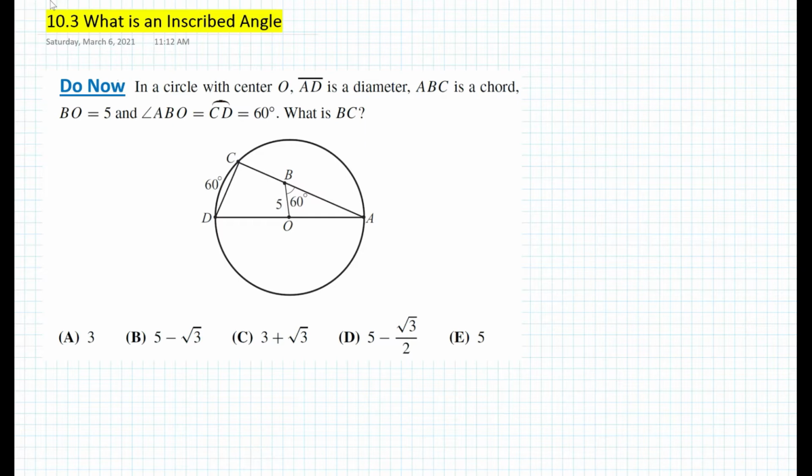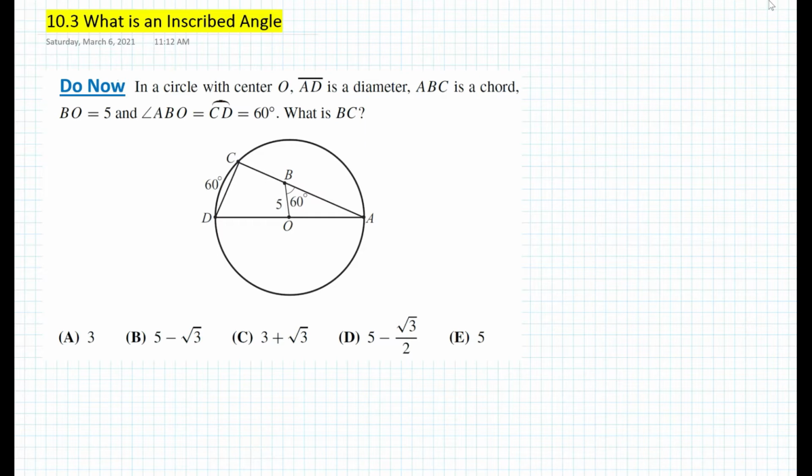In a circle with center O, segment AD is a diameter, ABC is a chord, BO equals 5, and angle ABO is equal to the measure of arc CD, which is equal to 60 degrees. What is the length of segment BC? So how would we solve this particular problem?